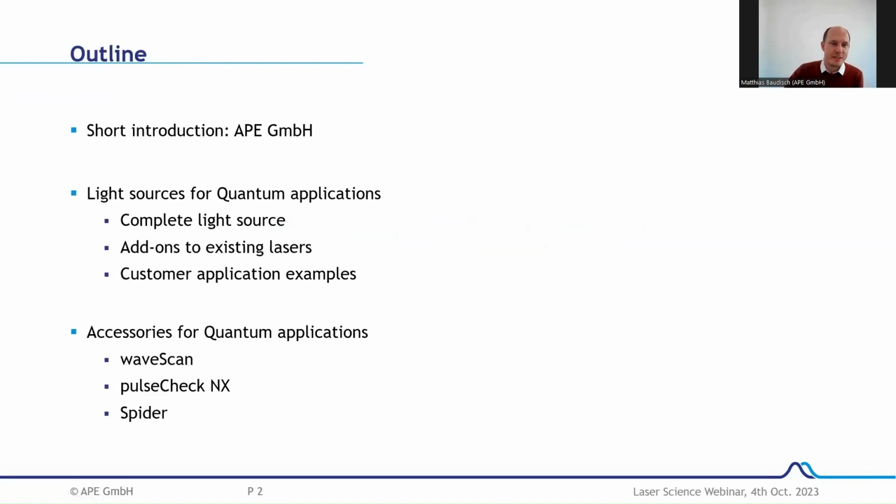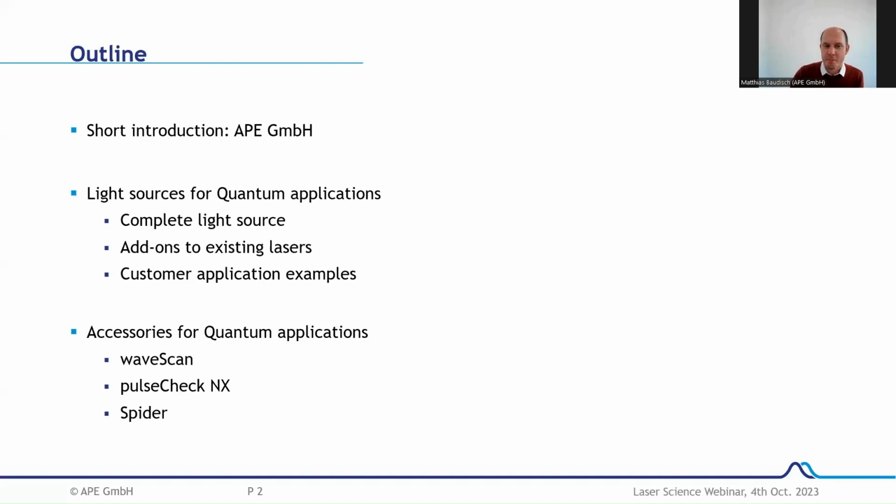So here's the outline of my talk. I will introduce very shortly APE, the company. So I'm from APE. Afterwards, I will focus on the main part, ultrafast light sources for quantum application. And there are essentially three subparts. One is complete light sources that can be used.